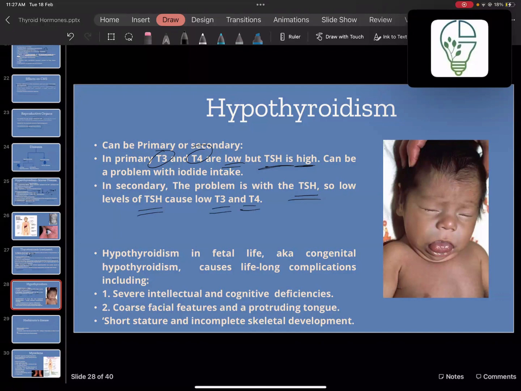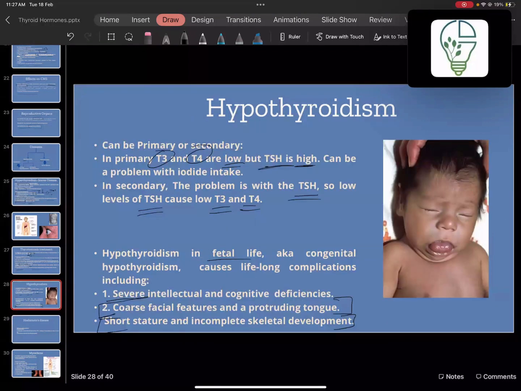So hypothyroidism in fetal life, also known as congenital hypothyroidism, causes lifelong complications. It causes neurological deficits. It causes coarse facial features and a protruding tongue, and it causes short stature and incomplete skeletal development because we said it's important in the making of bones in fetal life.